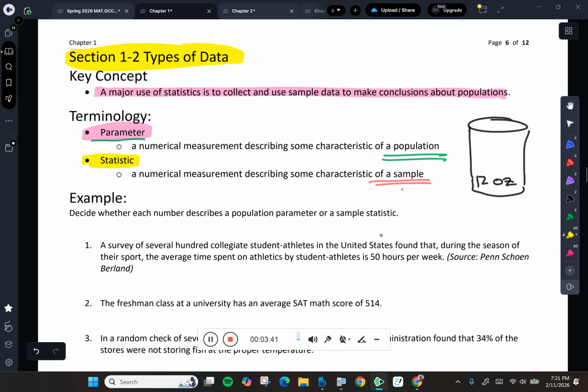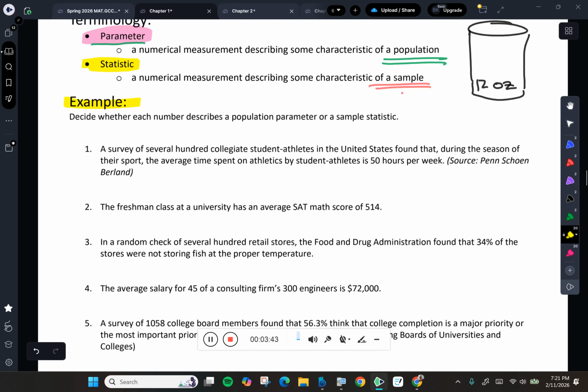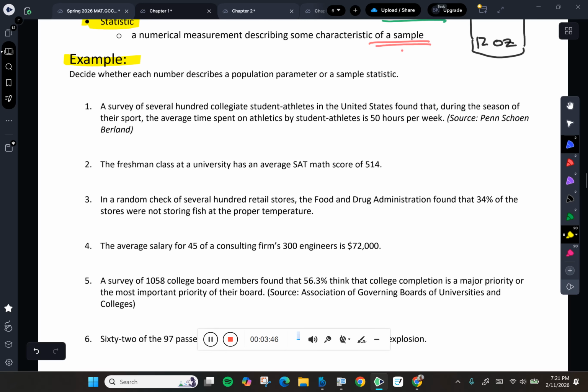All right, let's take a look at some examples and see if we can differentiate between the things. So in these examples down here, our job is simply to decide whether the number that is being given, the numerical measurement, is describing a population parameter or a sample statistic. All right, we'll start with question number 1 here. A survey of several hundred collegiate student athletes in the United States found that during the season of their sport, the average time spent on athletics by students was 50 hours per week. Right? So there's our measurement, and it is describing how much time student athletes spent studying.